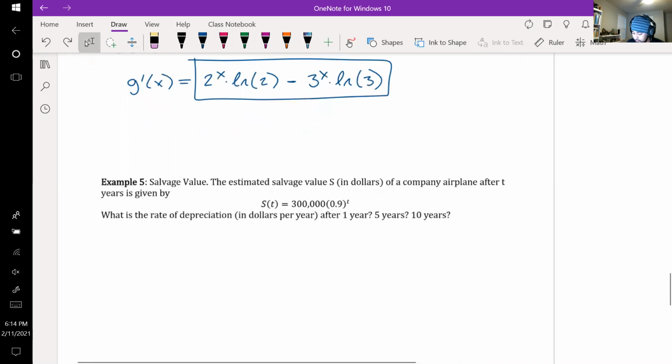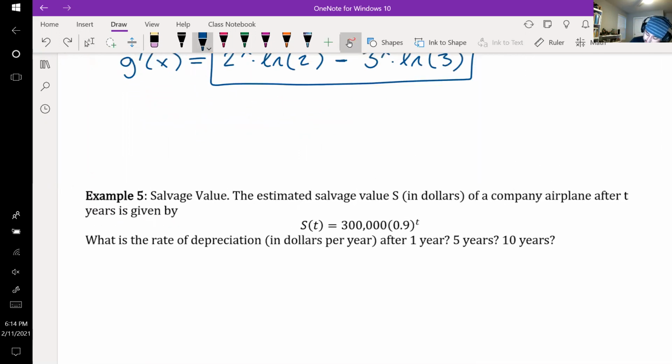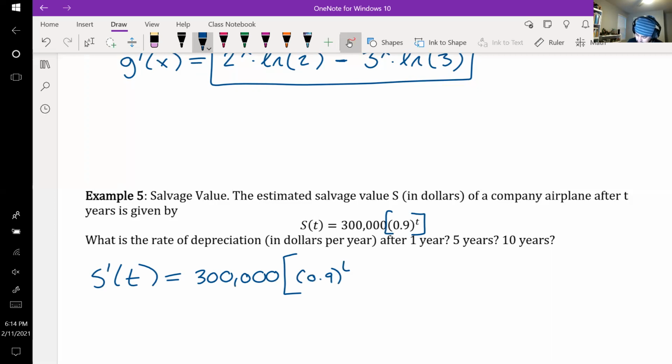So let me zoom in. And when we take this derivative, we only look at this part of the function. So I'm going to say S prime of t equal to 300,000 times, and now use that new derivative formula. What am I going to get? 0.9 to the t times 0.9. There you go. 0.9 to the t times the natural log of 0.9. There's the derivative. And now all we have to do is plug in 1, 5, and 10.